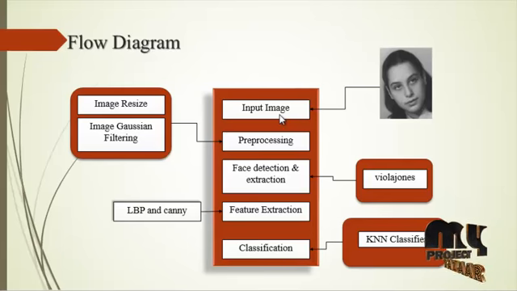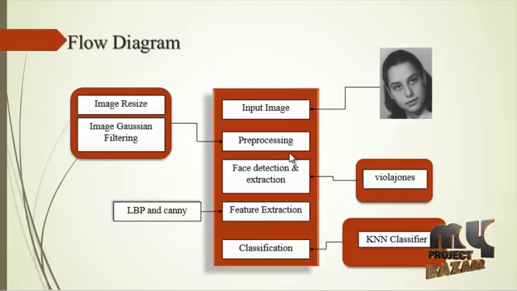First of all, the input image. In the input image there are many types of images, that is, various ages in the data set for age estimation. In the pre-processing step we apply image resizing and Gaussian filtering. Then for face detection and extraction we implement Viola-Jones, and for feature extraction we calculate the LBP and KNN, and then for classification we use the KNN classifier.